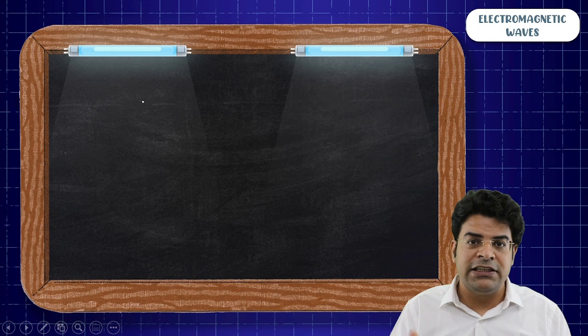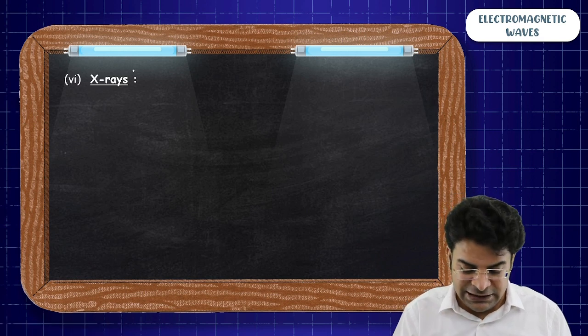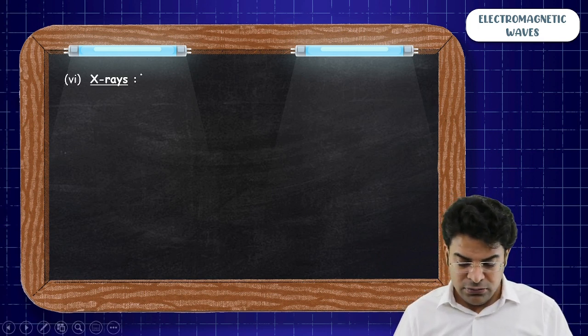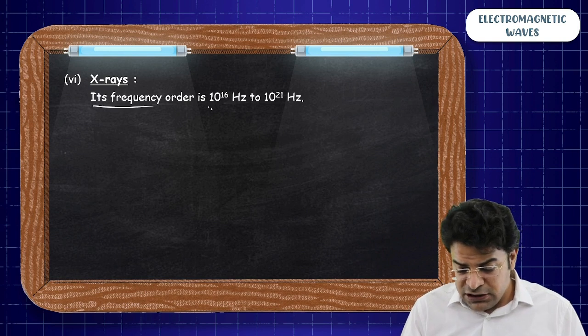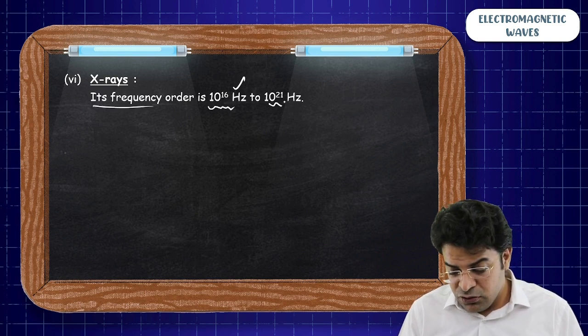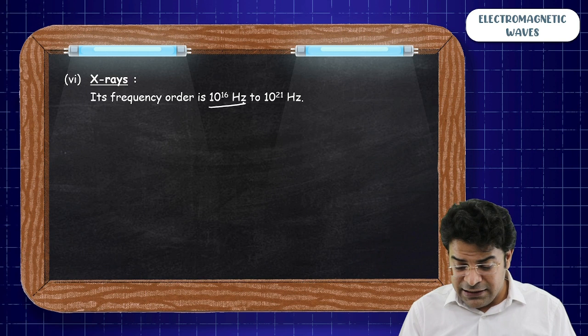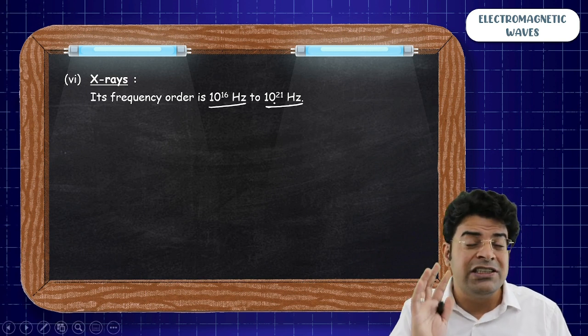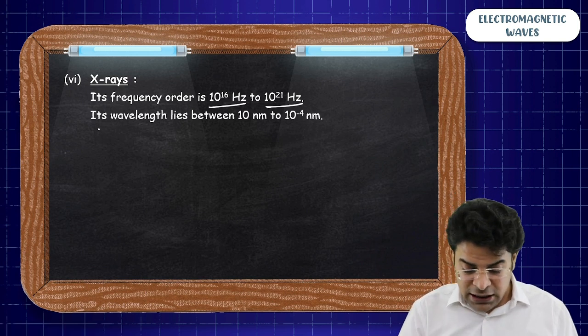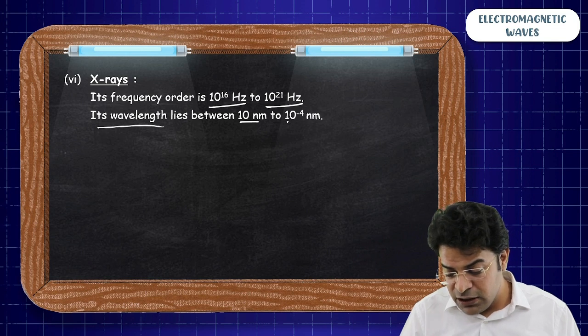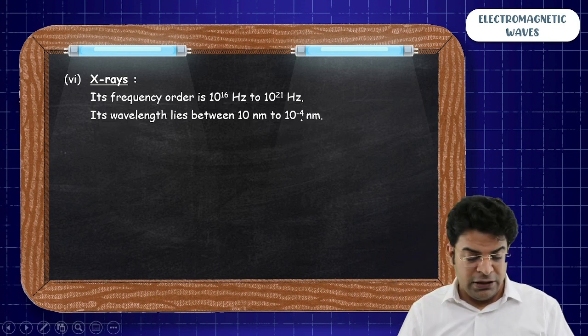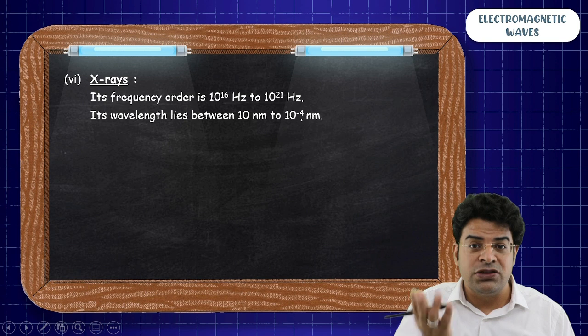Moving on to the next type of rays, which is X-rays. Now, its frequency is of the order of 10 to the power of 16 Hz to 10 to the power of 21 Hz. Look, they have got high frequency. High frequency means more energy. Its wavelength lies between 10 nanometer to 10 to the power of -4 nanometer. So the wavelength is quite less, energy is quite high.